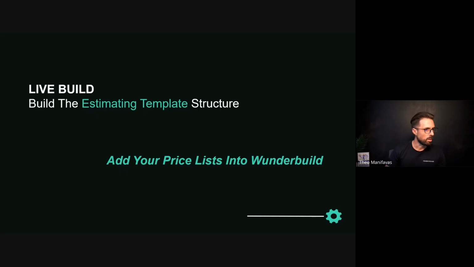All right, so I'm going to put into the chat now some Google Drive links. So there's 5 price lists there. If you download each one or click each link, it's just going to automatically download an Excel file. So if everyone can do that, if you're still following along, it's going to make it a whole lot easier when we're adding these price lists into Wunderbuild for this example that we're doing.